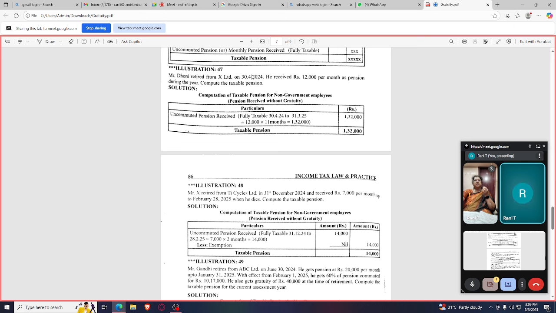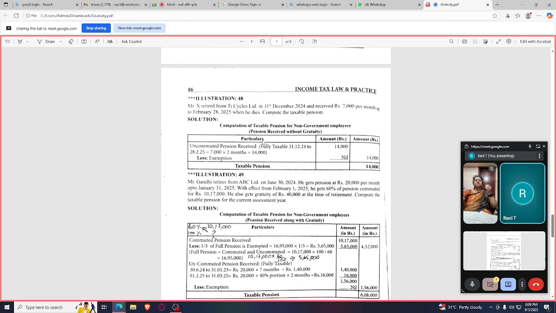He retires only on April last day. So the pension he will receive only from May. So that 11 months are there, 12,000 into 11 months, so that is 1,32,000. So this is a simple problem. In order to make you understand the concept, I have taken a simple one to crack the concept.